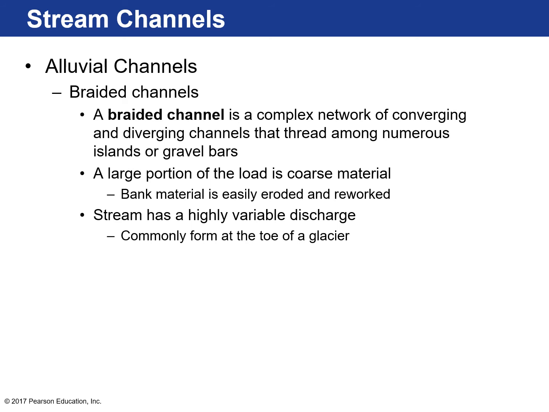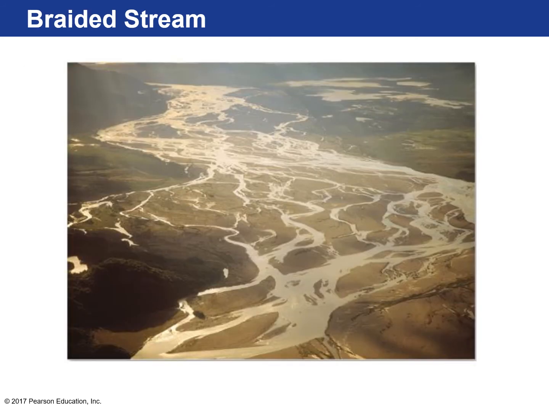Okay, so this has highly variable discharge, and it typically forms at the toe of a glacier, the ending of a glacier. The reason why it's called braided is because it has a bunch of braided pathways through the unconsolidated sediment in a low-lying area.